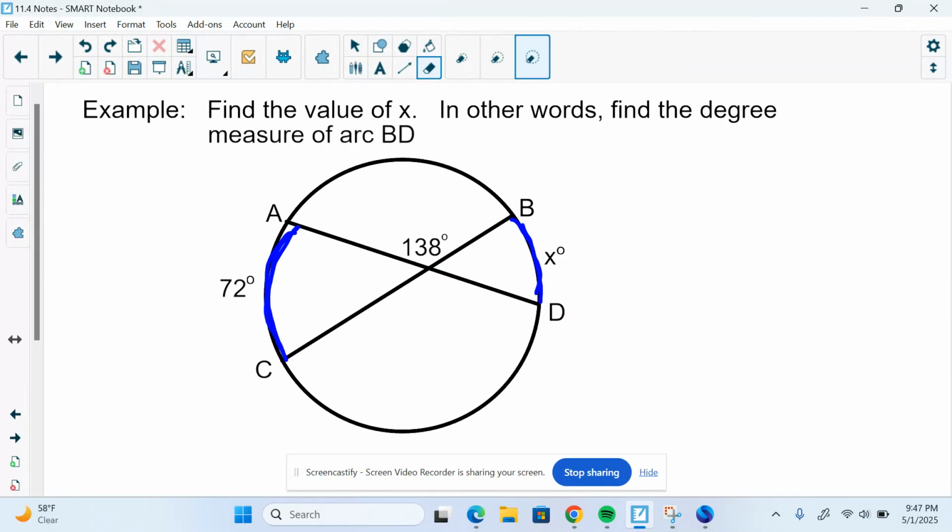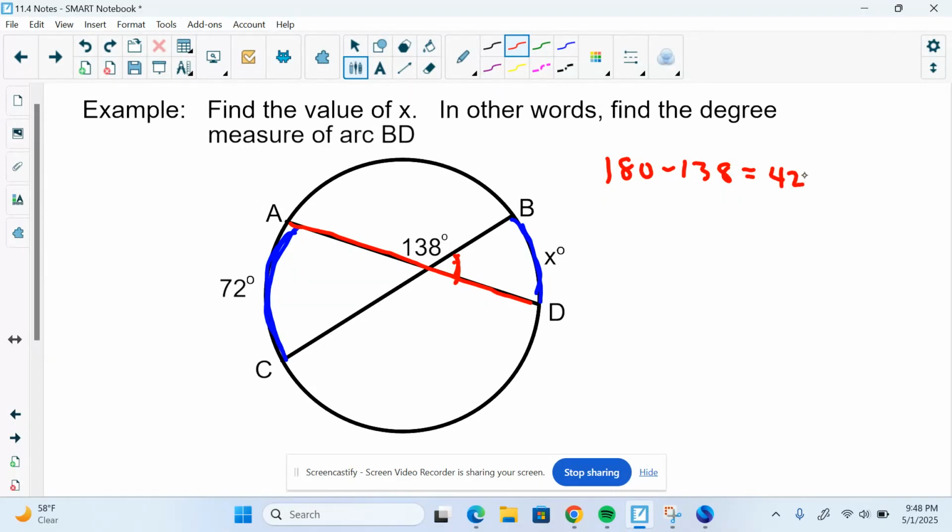How do I know that angle? Oh, these two angles, it must be getting late. It kind of is. These two angles right here add to 180 because that's a straight line. So if I want to find that angle, I subtract 138 from 180. And that angle right there is 42 degrees. Okay, now this is going to work out well because 42 has to equal 72 plus x divided by 2. That'll get me an equation I can solve for x.